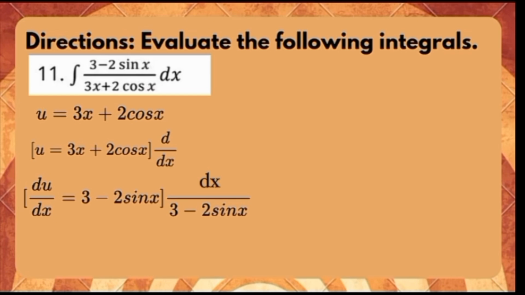And para magawa natin iyon, we can perform multiplication sa both sides of our equation by dx over 3 minus 2 sine x. Maaalis si dx at matitira si du over 3 minus 2 sine x equals dx naman sa right side dahil 3 minus 2 sine x times dx over 3 minus 2 sine x, matatanggal ang parehong 3 minus 2 sine x at maiiwan naman si dx.